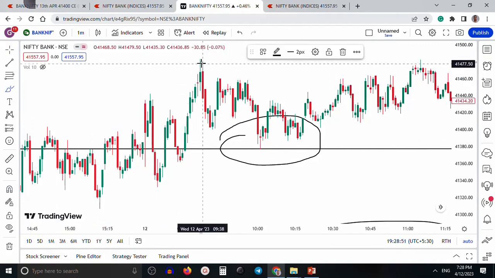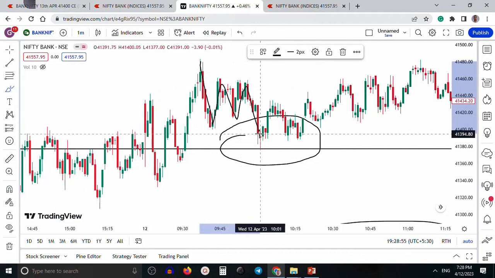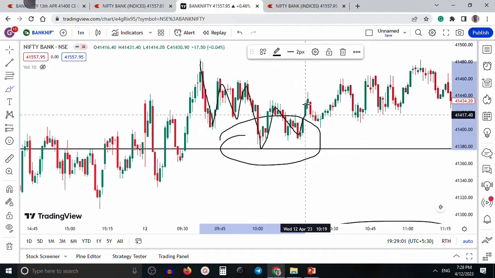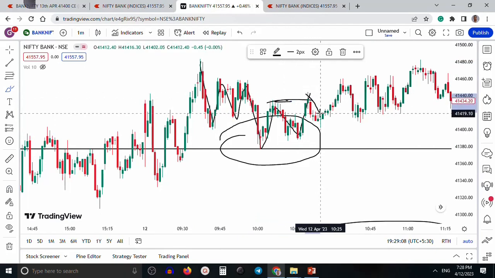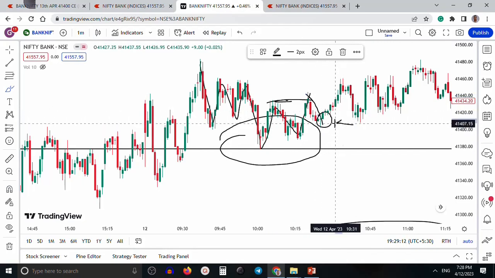So price creates a new high, pulls back, goes up, pulls back, goes up, pulls back. Now it retests this session, goes up, again pulls back, and finally creates a new higher high somewhere here. It's called a higher high. So finally a pullback. That was our entry point. That was our trigger point. So first we enter here.